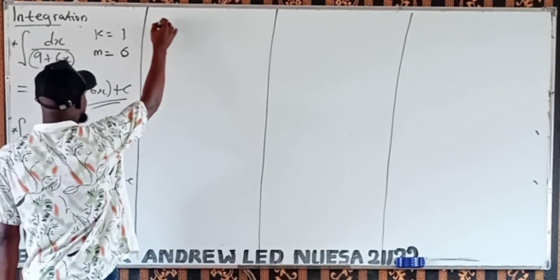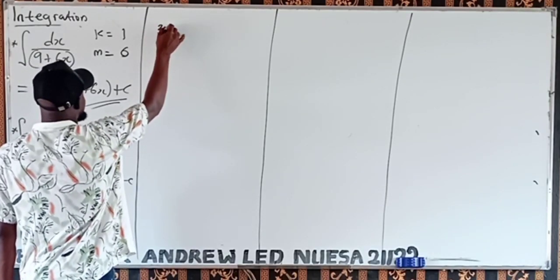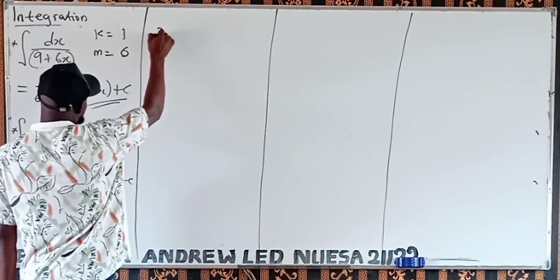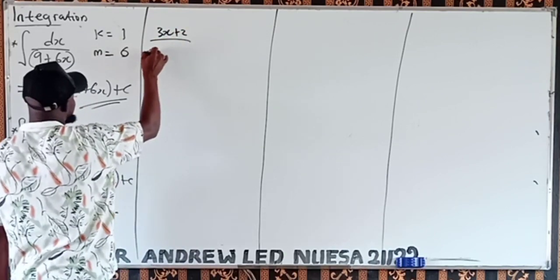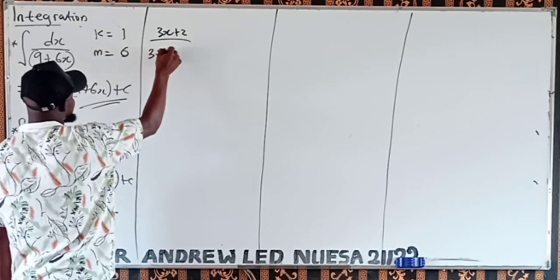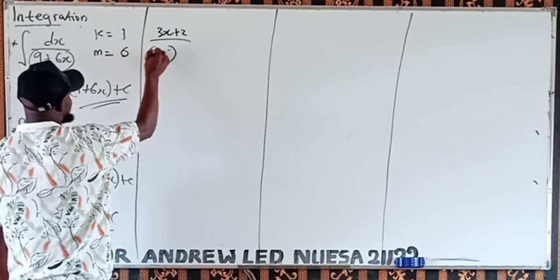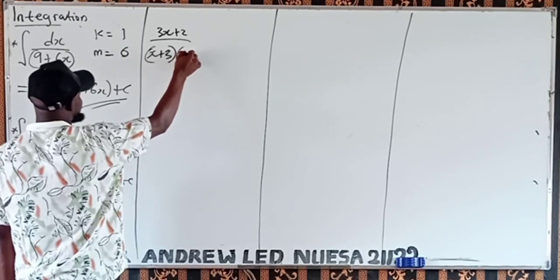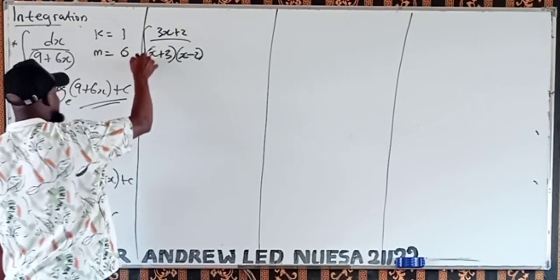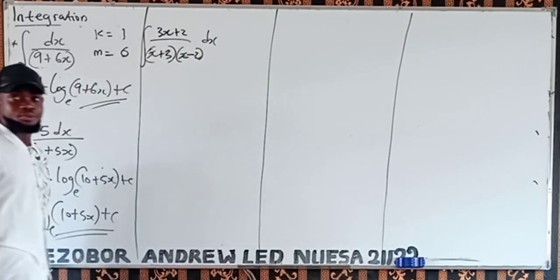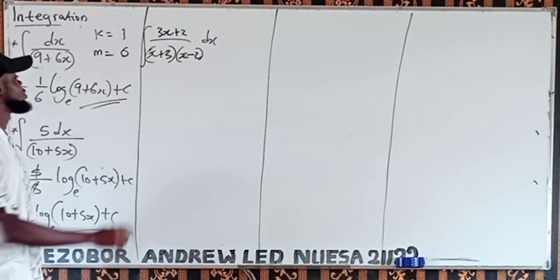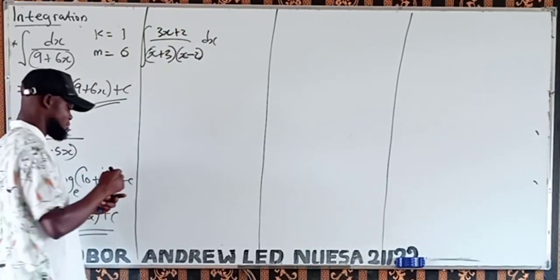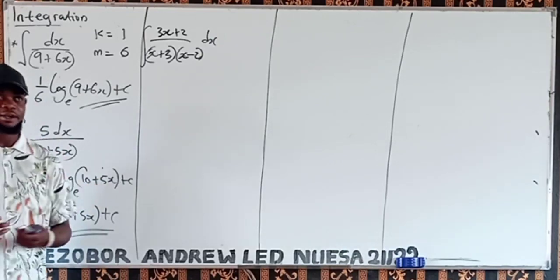Remember, if I have a question under partial fraction, let's say I have 3x plus 2 all over (3 plus x) times (s plus 3) times (s minus 2). Let's say we integrate it with respect to x. How do we do this? You first of all resolve this into partial fraction. That's what you do.